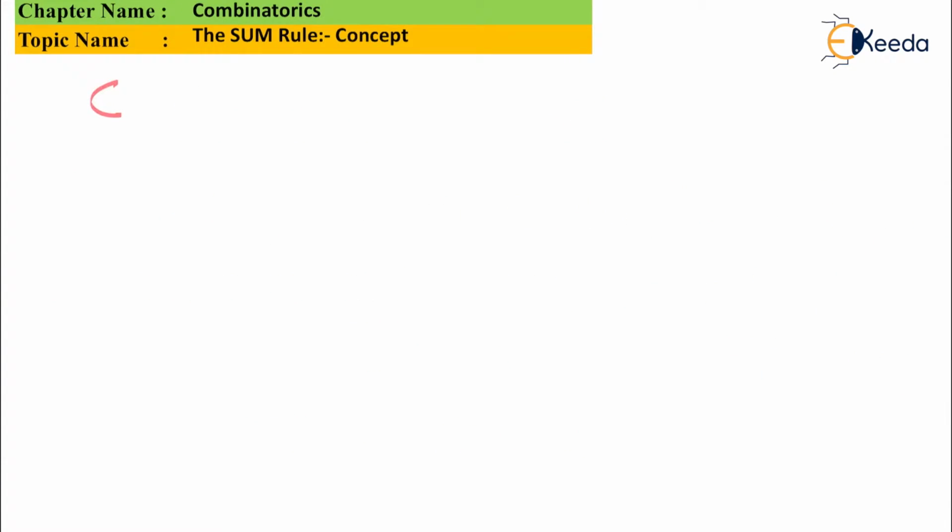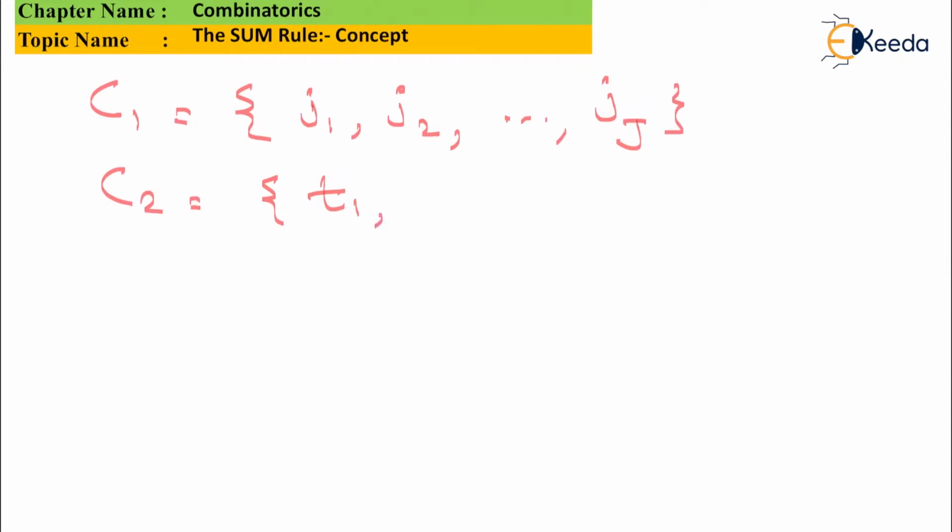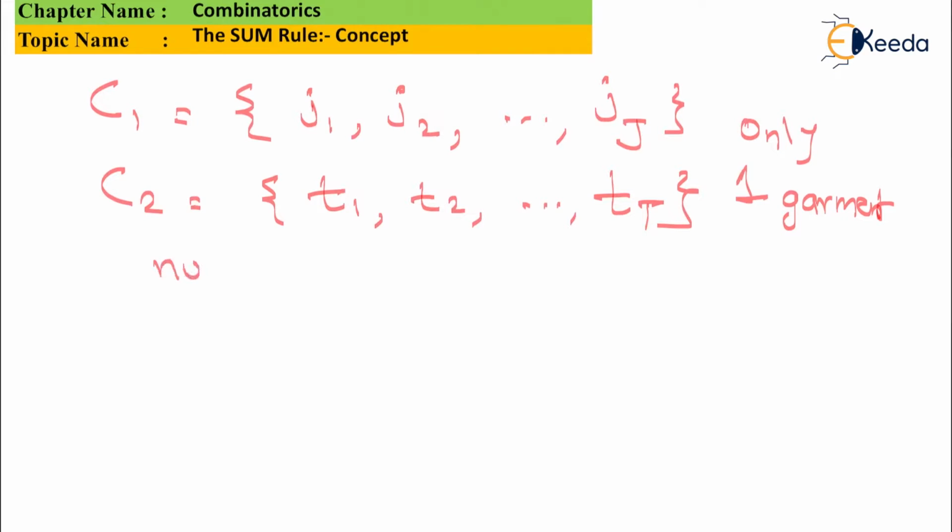Now we have the choice set as jeans number 1, jeans number 2, up to jeans number capital J, and we have the second choice set, t-shirt number 1, t-shirt number 2, up to capital T t-shirts. Because we can select only one garment, the question is, how many ways can you do the shopping? The number of ways of shopping.